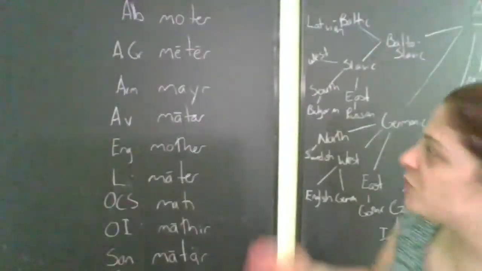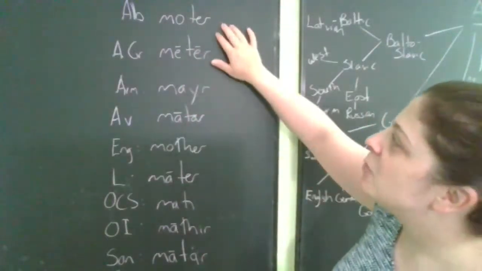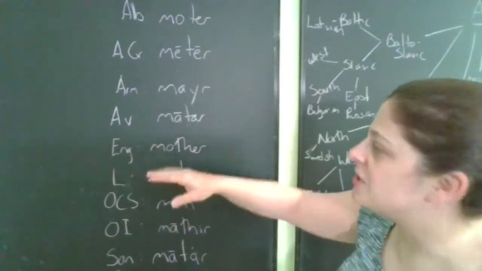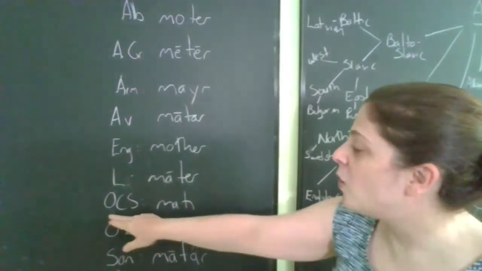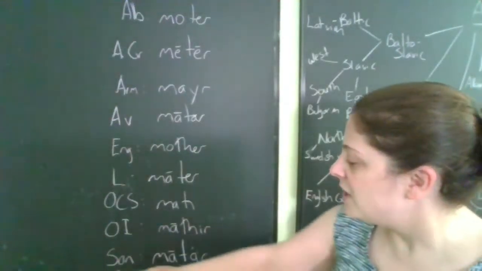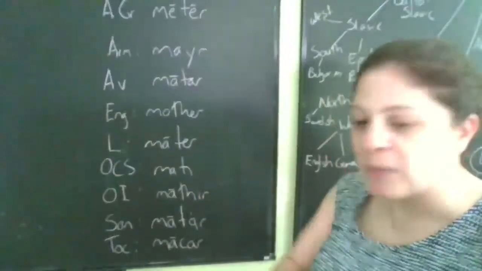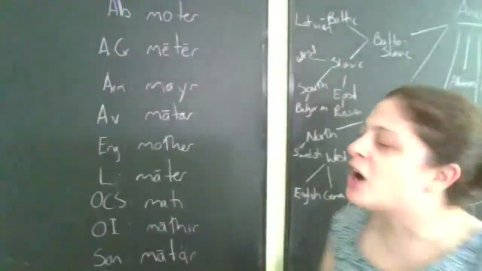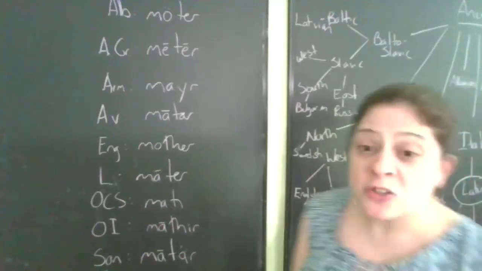I have some examples of the word mother in a couple different Indo-European languages. We have Albanian, moter, Ancient Greek, meter, Armenian, mer, Avestan, which is an Iranian language, matar, English is mother, Latin is mater, Old Church Slavonic, which is a Slavic language, is mati, Old Irish is mathir, Sanskrit is matar, and then you can't see it down here, but Tocharian is machar. So really similar, right? It's clear that these must have come from the same ancestor, ultimately.